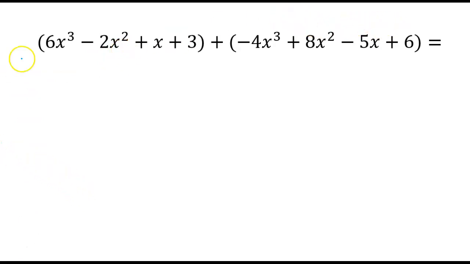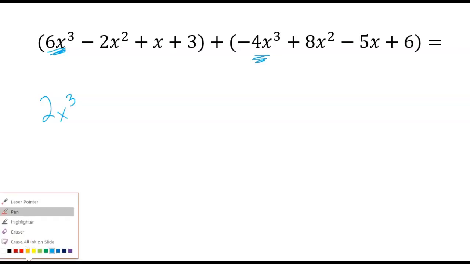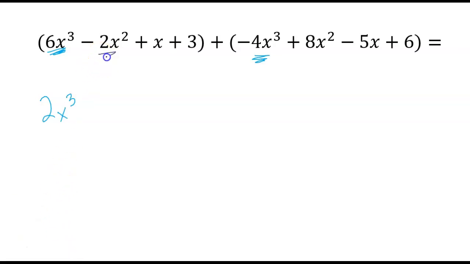I'm going to go ahead and start with the x cubed because those are the highest exponent terms. 6x cubed minus 4x cubed is 2x cubed. Okay. Then I'm going to move on to my x squared terms. So negative 2x squared and 8x squared, those are like terms. Negative 2 plus 8 is 6, so this will be plus 6x squared. That takes care of all of those.